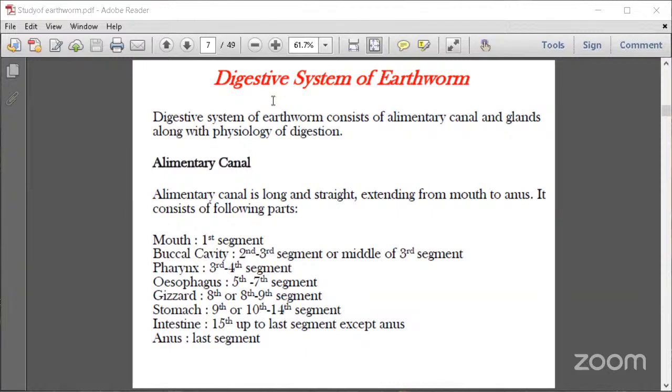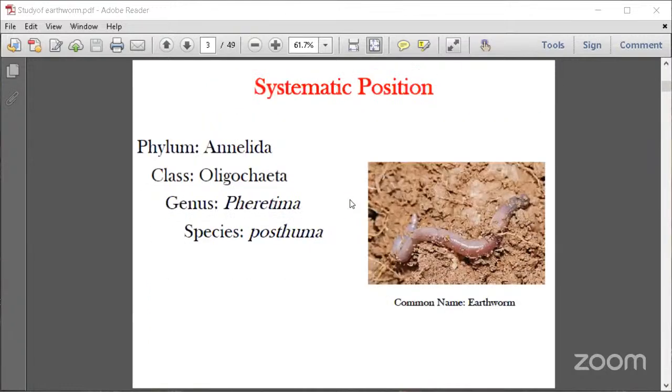and order Lumbricidae, which includes these earthworms, and genus, the most widely known and studied species is Lumbricus terrestris. So this genus is Lumbricus terrestris, and here now we are studying about genus Pheretima, species posthuma.